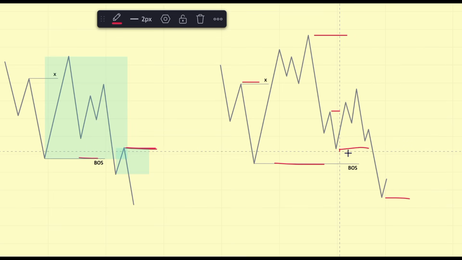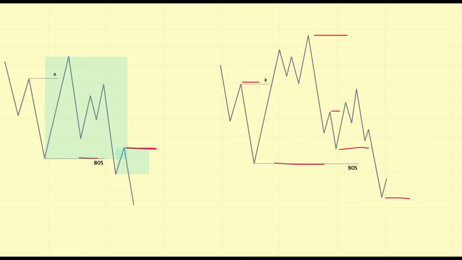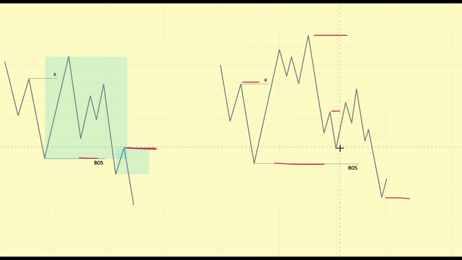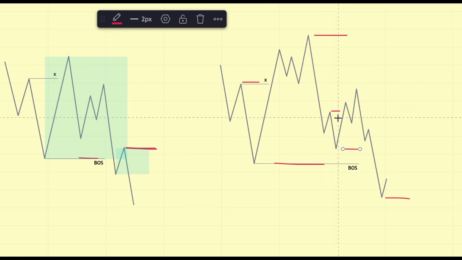And now, which one here will you be using as the inducement? I mean the correct inducement. You can clearly see the same procedure happened here, and we know that if price takes a high and reverses and makes a break past this low, then that's a break of structure.